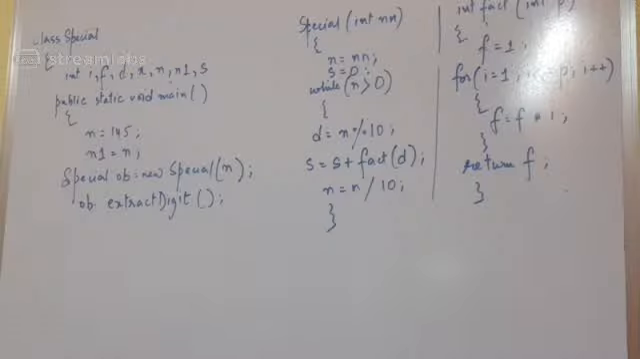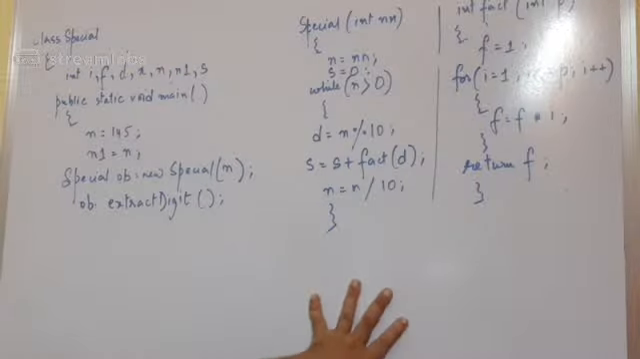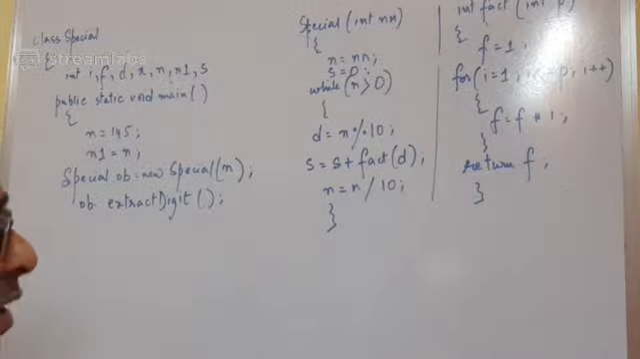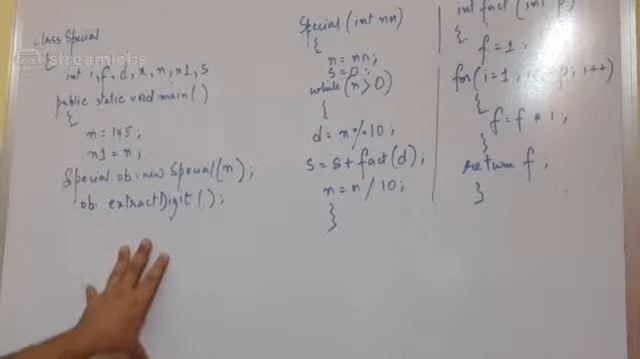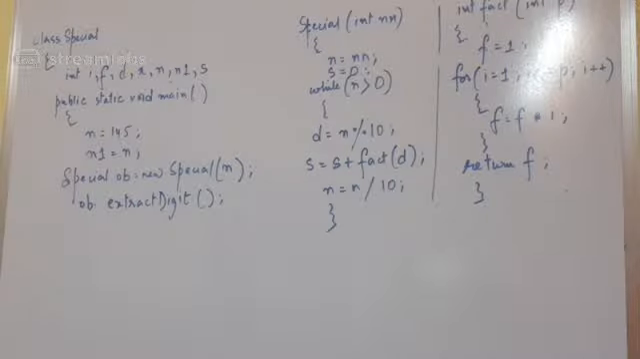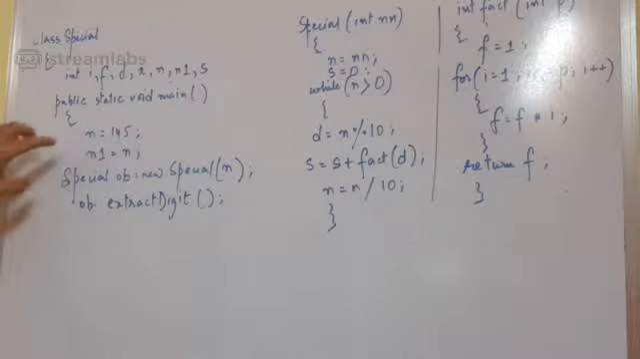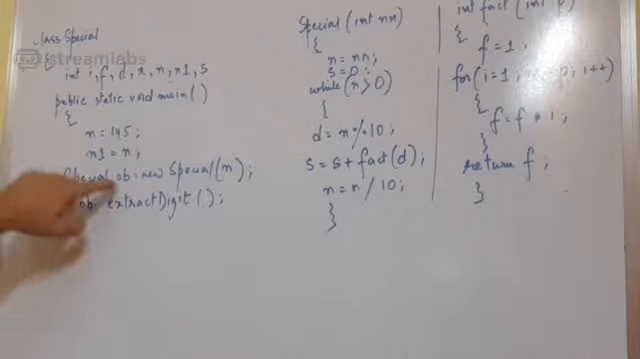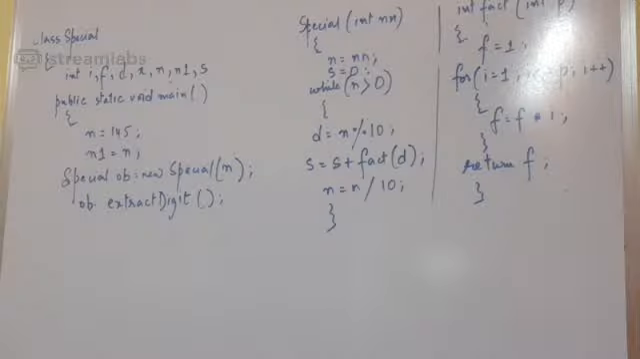Now at the last, these two methods are interconnected with each other. When the process gets started, it obviously starts with the main method, and from the main method we are initializing certain variables, or you could have asked for the values from the user also: n equal to 145, n1 equal to n, and then we have created an object special ob, and so ob.extractdigit is there.